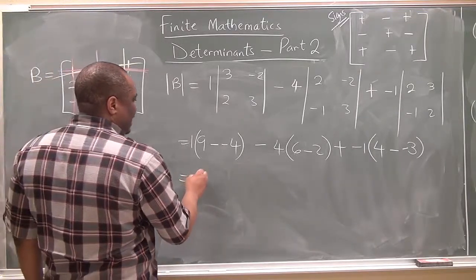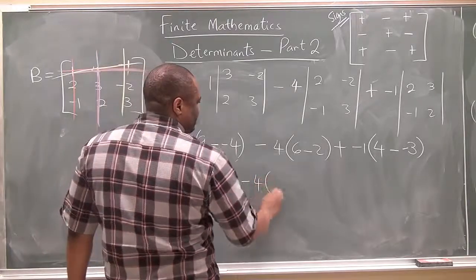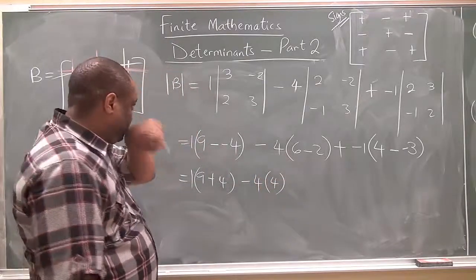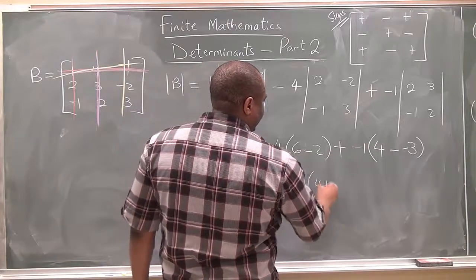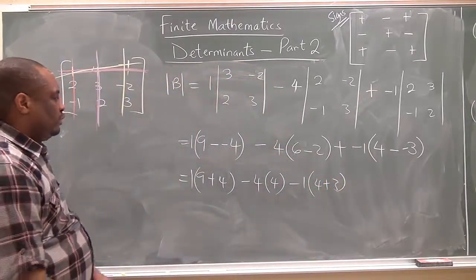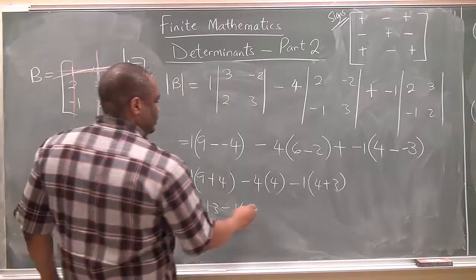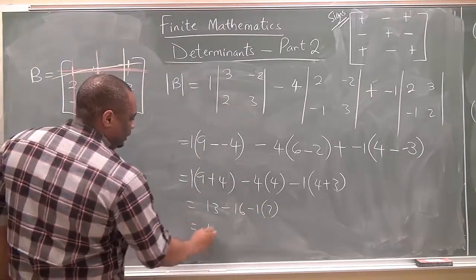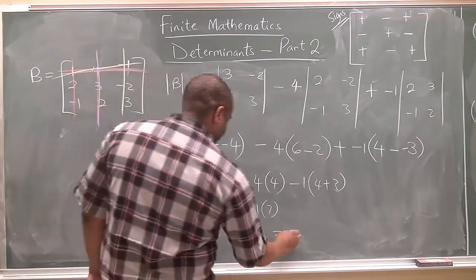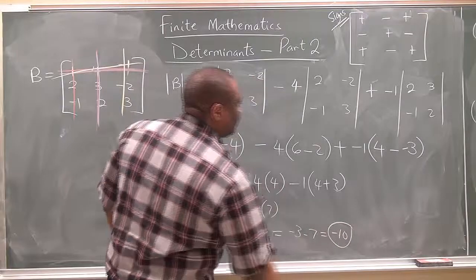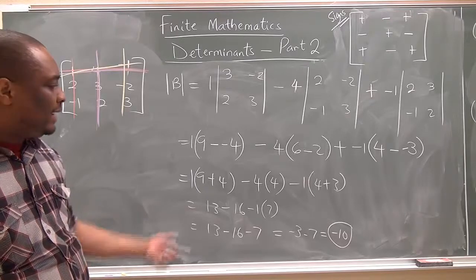Okay, so this will be 1 times 9 plus 4, minus 4 times what? 6 minus 2 is 4. Okay? Plus minus 1 times 4 plus 3. So this will be 13 minus 16, right? Minus 1 times 7. So this will be 13 minus 16 minus 7. 13 minus 16 is what? Minus 3 minus 7. This is minus 10. And this becomes your answer. Minus 10. Okay? That becomes your answer.